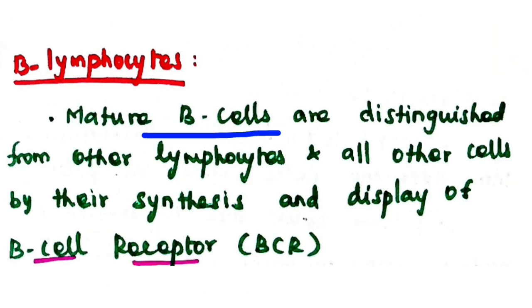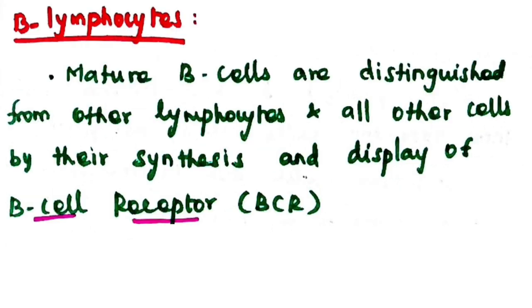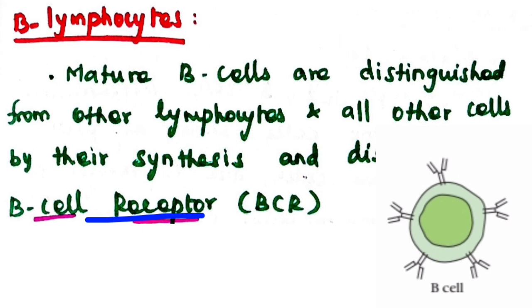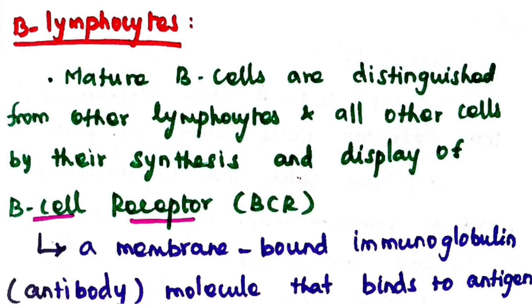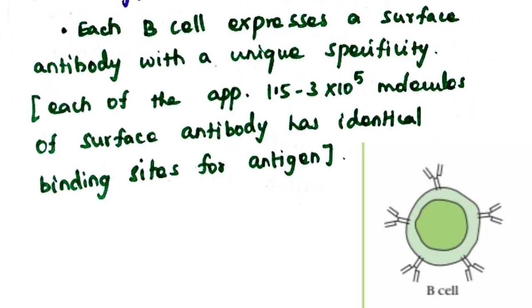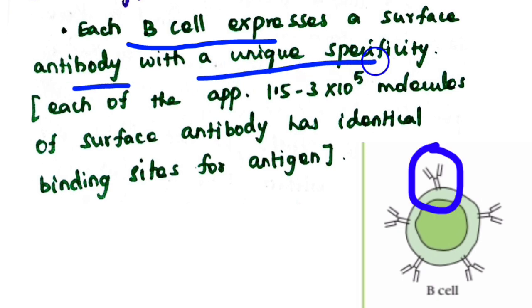Mature B cells are distinguished from other lymphocytes and all other cells by the synthesis and display of the B cell receptor on their surface. This B cell receptor is also known as the antibody molecule, a membrane bound immunoglobulin molecule. This antibody goes and binds with the antigen. Each B cell expresses a surface antibody with a unique specificity.